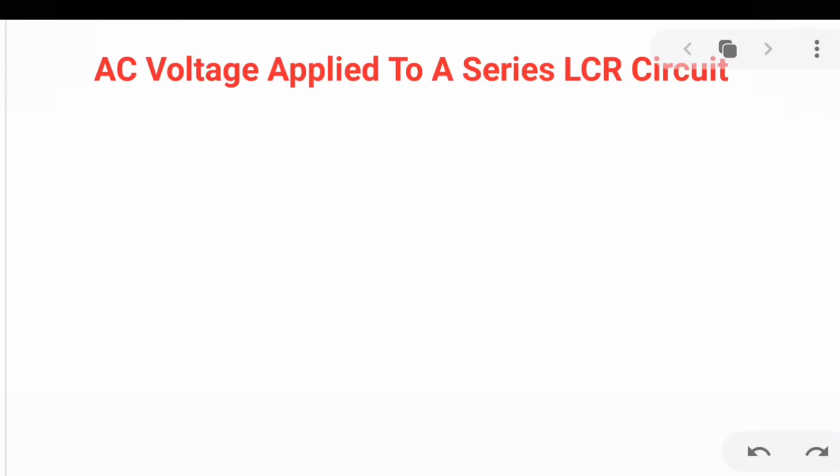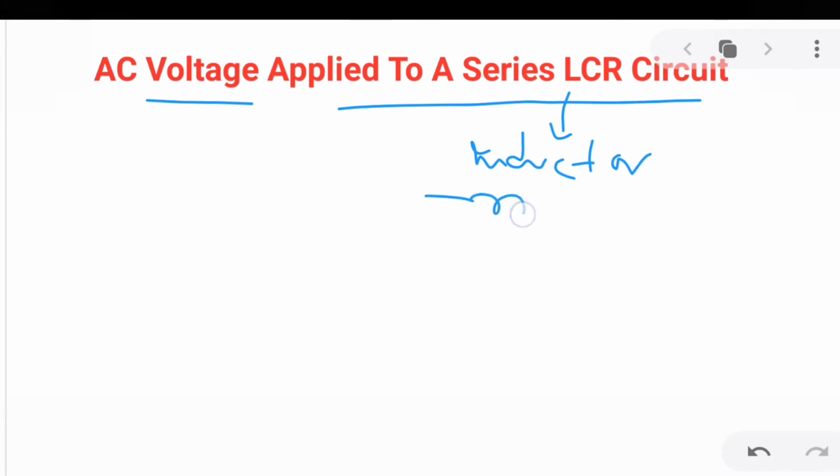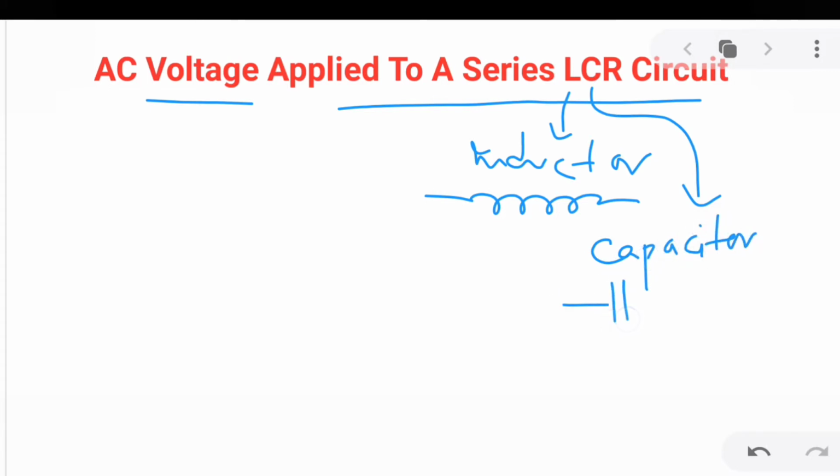Hi everyone. So in this video we are going to learn about AC voltage applied to a series LCR circuit. Series LCR circuit. LCR means L is inductor, that is a coil, inductor coil. C means capacitor. And R is resistor. So these three components are arranged in series.